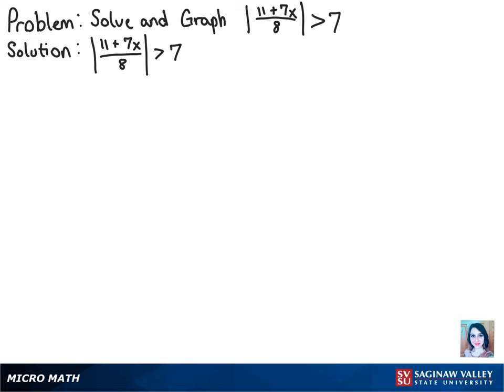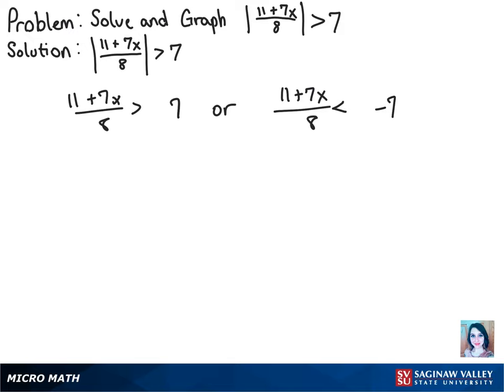Alright, so to solve this first problem, we know that when the absolute value side is greater than the other side, we have to use "or." So we can rewrite this saying (11 + 7x)/8 is greater than 7, or (11 + 7x)/8 is less than negative 7. Okay, so then let's look at the left side to solve it first.